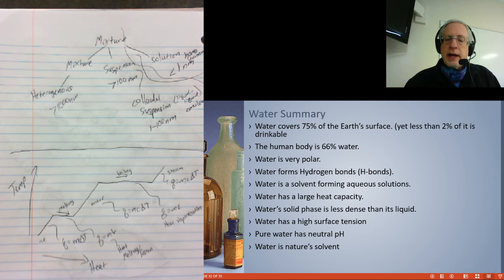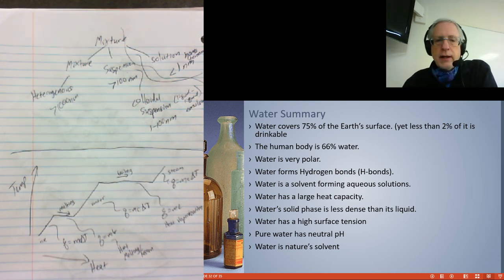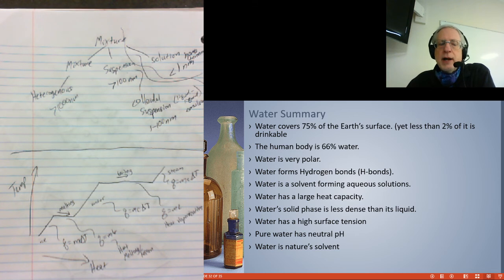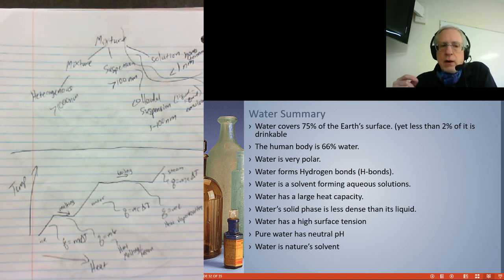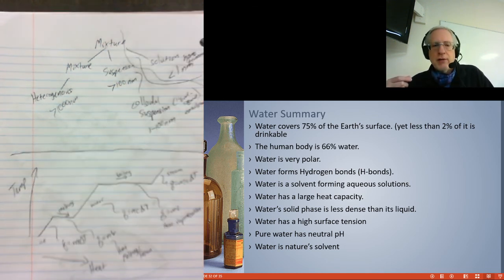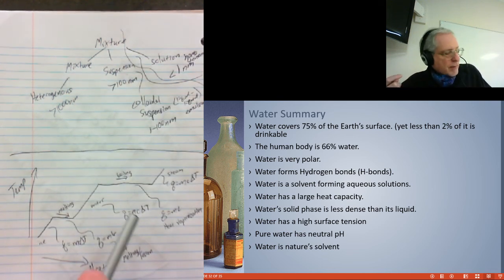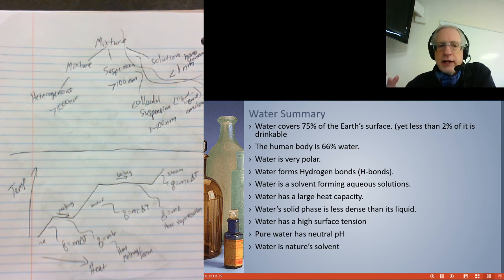So let's summarize this, and then I'm going to do a 4-minute video just on the math that I'm talking about down here. Water covers 75% of the Earth's surface. Less than 2% of it is drinkable. Your body is around 66% water. Water is very polar. Because of that, it forms very special hydrogen bonds because of an exposed proton. Water is a solvent to form aqueous solutions. Solutions are homogeneous and usually have small particles. Water has a very large heat capacity, which means it takes a lot of energy to change its temperature. Water has a very high surface tension, which is why it tends to form spherical particles.